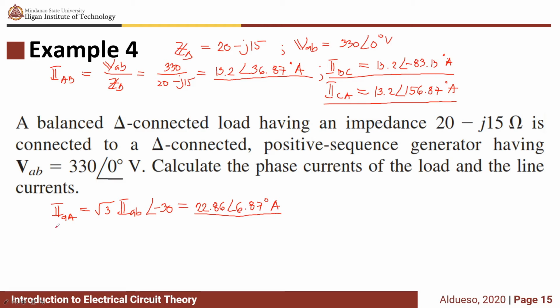So IBB is equivalent to 22.86 angle of negative 113.13 amperes. Then ICC is equivalent to 22.86 at angle of 126.87. We have now our line currents.